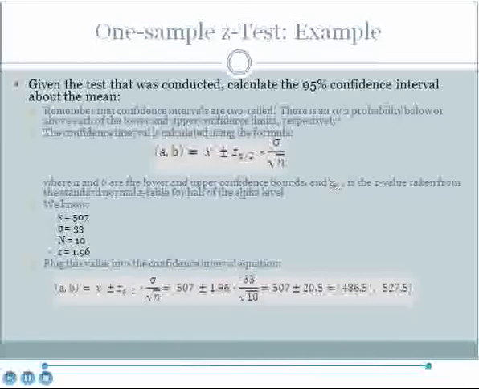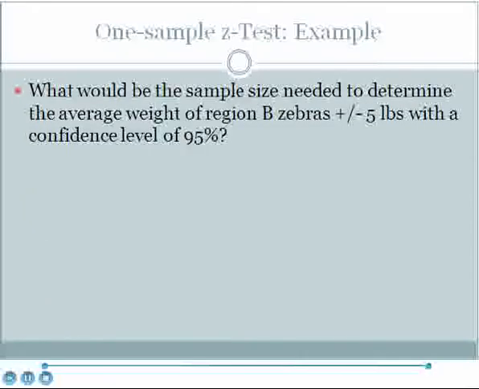Now plug these values into the confidence interval equation. Doing so gives x-bar, 507, plus or minus 1.96 times 33 divided by the square root of 10, or 507 plus or minus 20.5. Thus, the 95% confidence interval about the mean is 486.5 to 527.5.